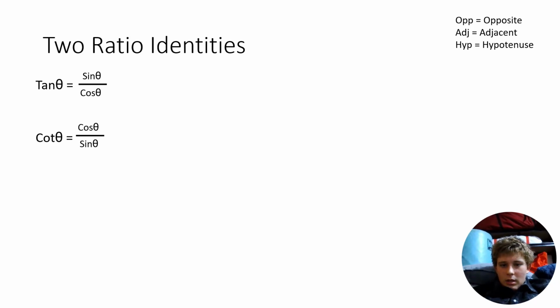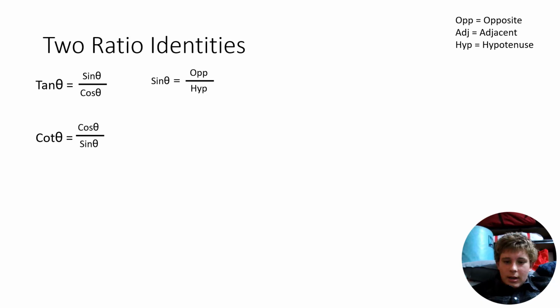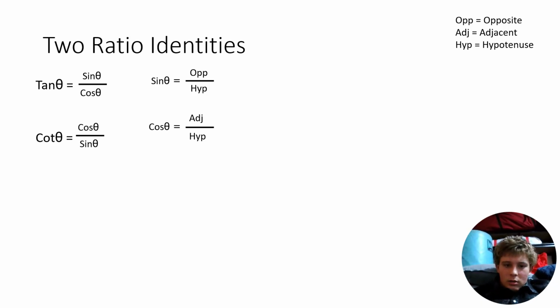Well, if you see that I've got this little legend up the top, op equals opposite, adj equals adjacent, and hyp equals hypotenuse, you'd be wondering why I have that too. You may be wondering, maybe they're connected. Oh, boom! Sine theta equals opposite on hypotenuse, this is true, and cos theta equals adjacent on hypotenuse.